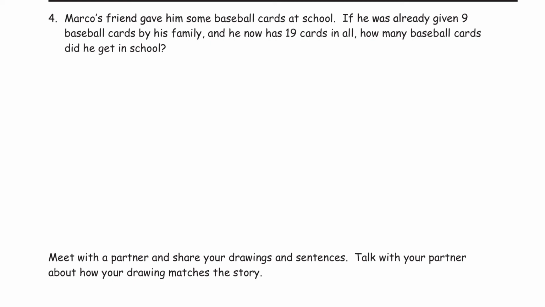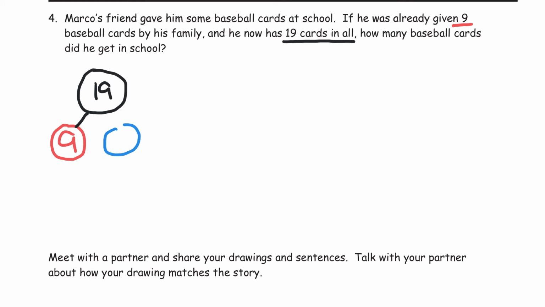All right, so let's draw out what we know and what we don't know. We know that he has 19 cards in all. So that's going to be our total. So let's go ahead and start out our number bond right here. So we have our 19 in all. So that's how many we have all together. And then he was given 9 cards by his family. So that's going to be one of our parts, 9. And then we have our unknown right here, the second part that we need to have.